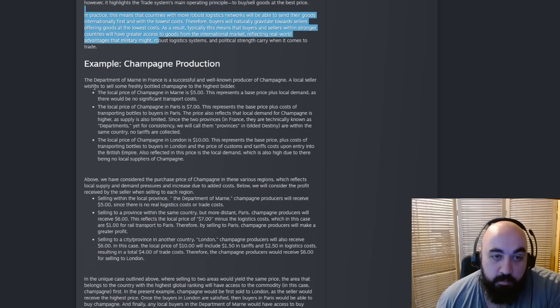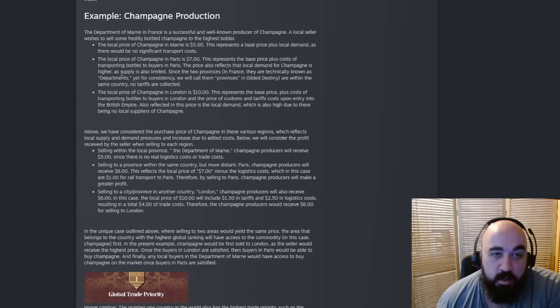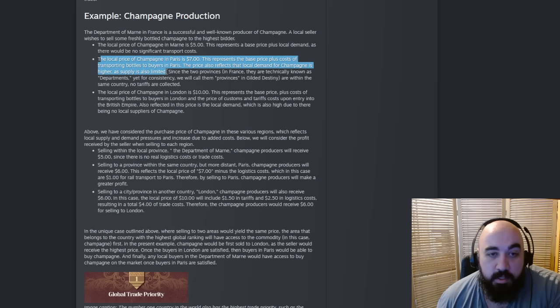The example: champagne production. The Department of the Marne in France is a successful and well-known producer of champagne. A local seller wishes to sell some freshly bottled champagne to the highest bidder. The local price in the Marne is 5. This represents the base price of local demand, as there would be no significant transport cost. The local price of champagne in Paris is 7. This represents the base price plus the cost of transporting bottles to buyers in Paris. This also reflects that local demand for champagne is higher as supply is limited.